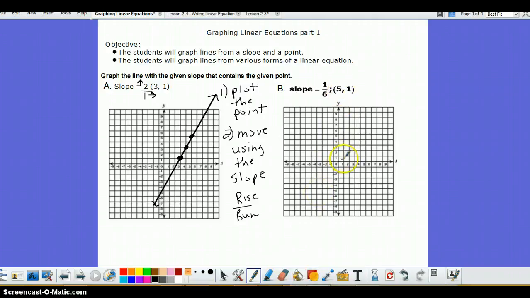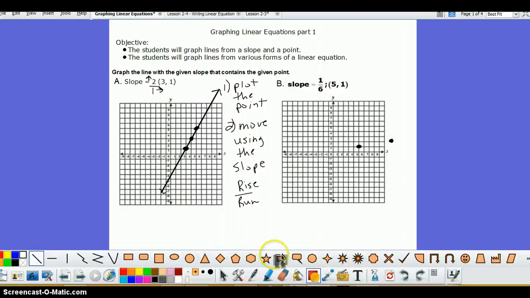So 5, 1 is my point, so 5, 1. My slope is 1 over 6. So 1, 1, 2, 3, 4, 5. I don't have a 6, but we will kind of place it about right there.